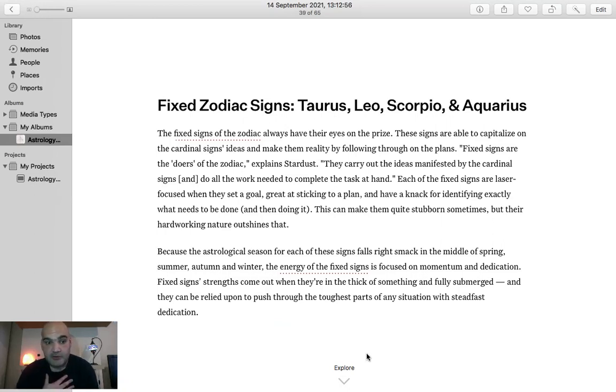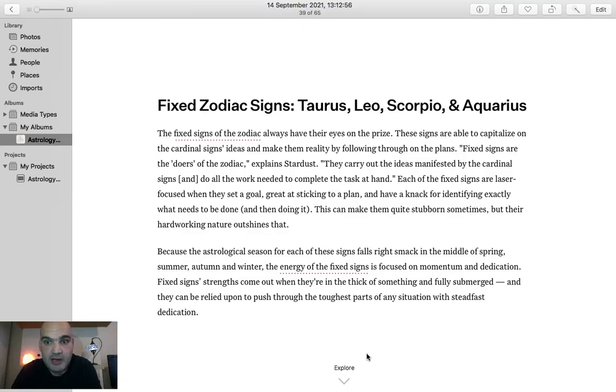So now moving on to the fixed signs. Fixed zodiac signs: Taurus, Leo, Scorpio, and Aquarius. The fixed signs of the zodiac have their eyes on the prize. These signs are always able to capitalize on the cardinal signs' ideas and make them into reality by following through on the plans. Fixed signs are the doers of the zodiac.